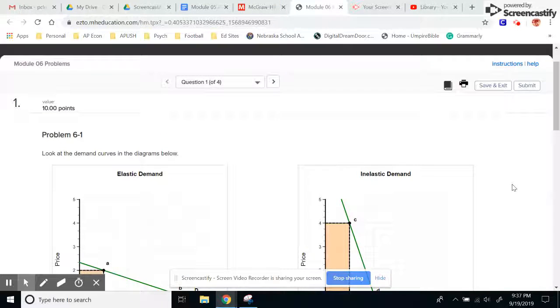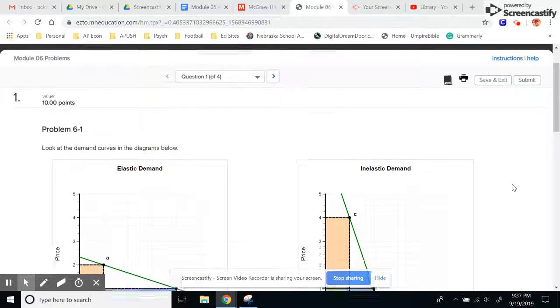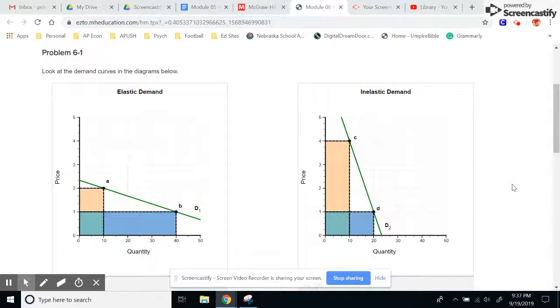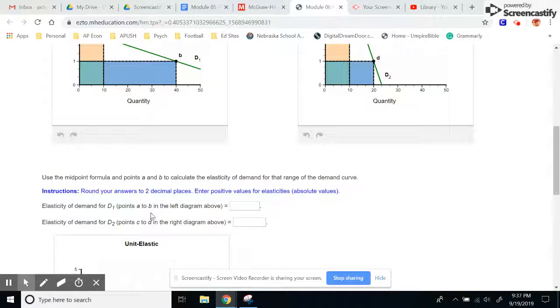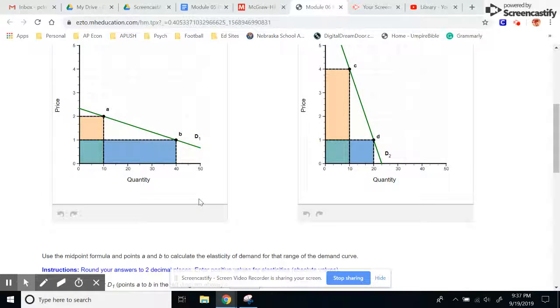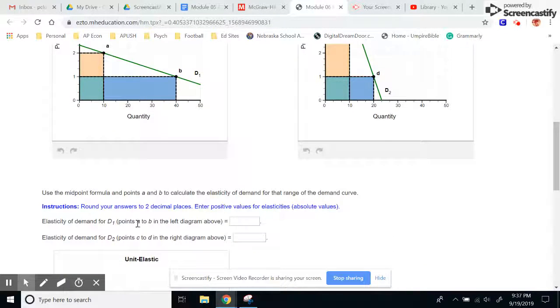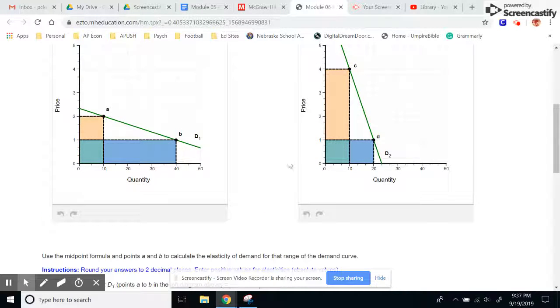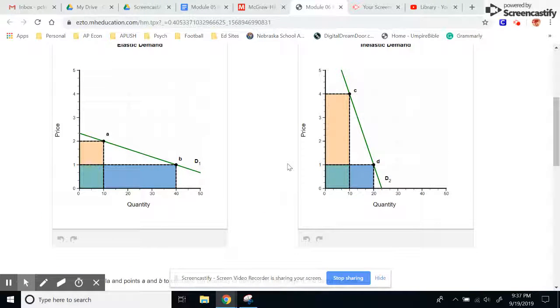Okay, this is one of our problems, and we're going to look at this mostly because we get the chance to do some midpoint formula, so nice chance to practice that. They ask us on D1, so here's D1, and we can do this wherever we want.